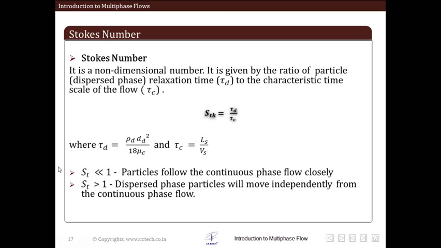So, a very low Stokes number, that is, much less than 1, means the particles follow the continuous phase flow closely, whereas a larger value of Stokes number, generally much greater than 1, means that the dispersed phase particles will move independently from the continuous phase flow. So what we should remember is, as the Stokes number increases, the independence of the dispersed phase increases. That is, the dispersed phase becomes more independent and starts to have its own velocity field and move independently of the continuous phase flow.